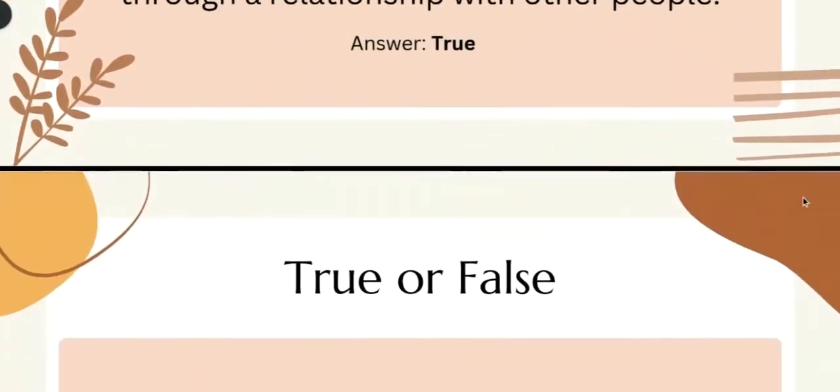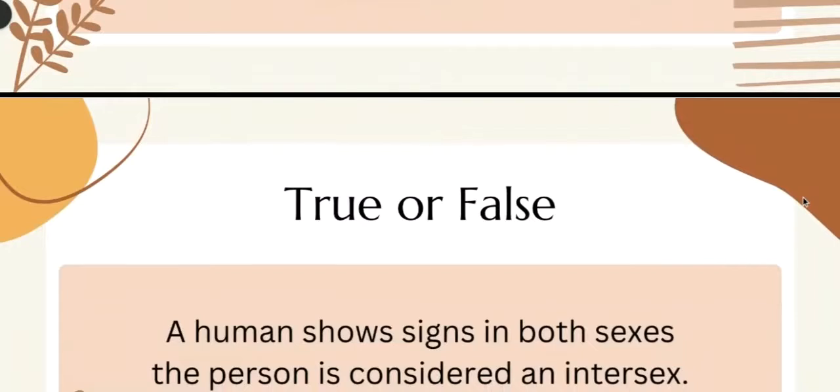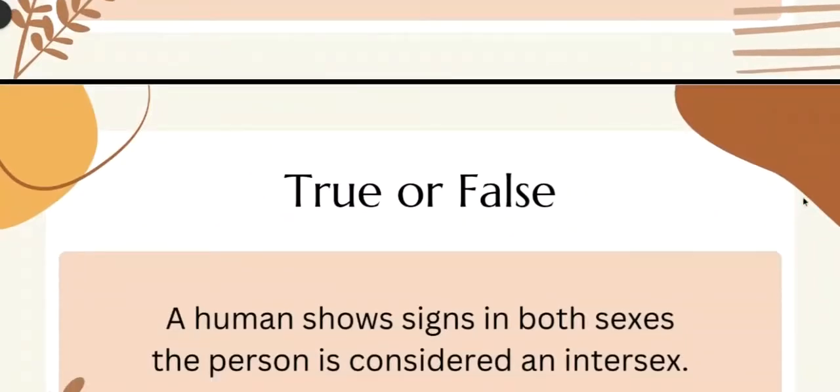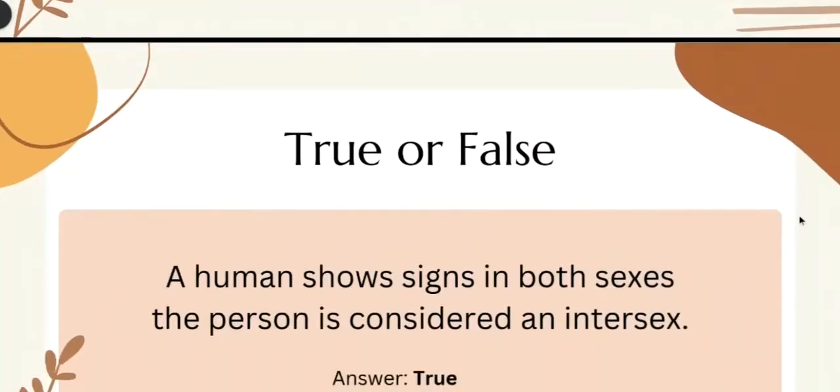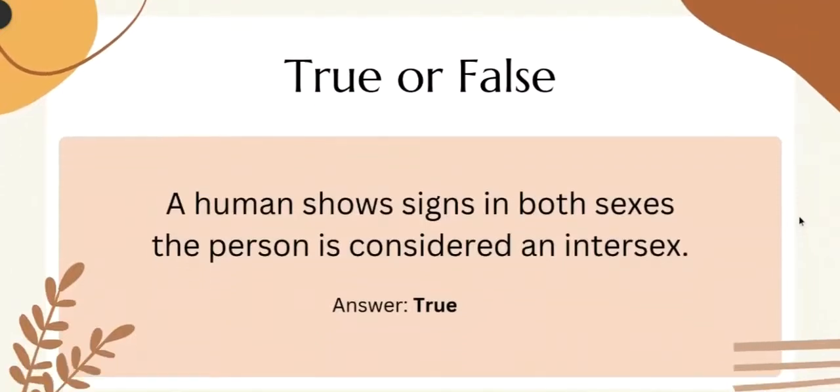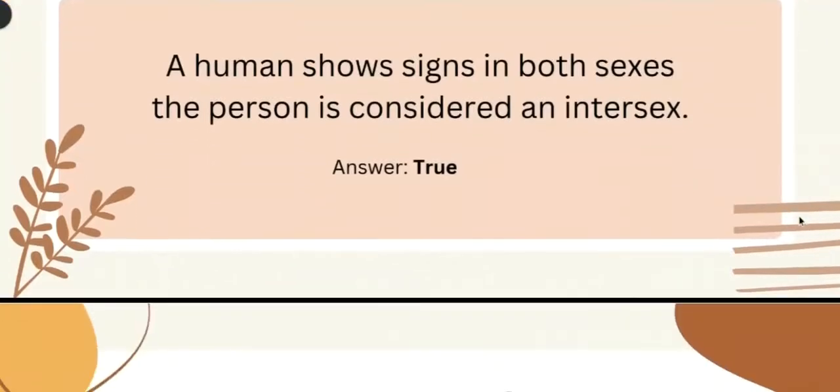Next one: if a human shows signs of both sexes, the person is considered intersex. So is it really called intersex when a human shows signs of both sexes? What is our answer here? It is true. So it is called intersex.